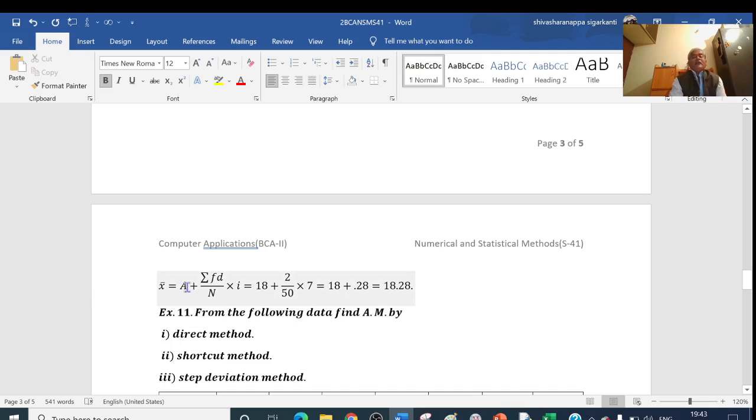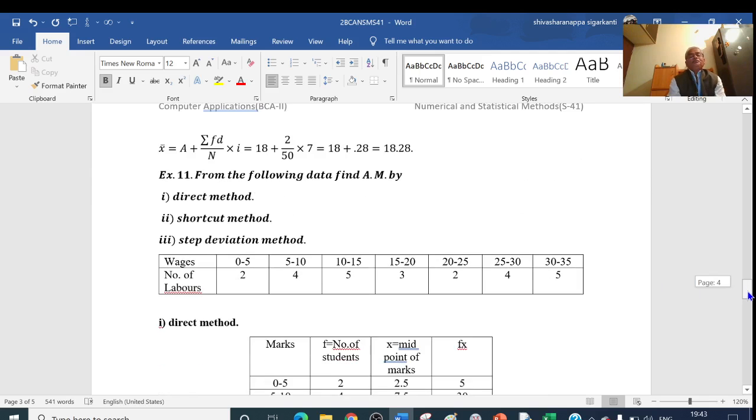Then the mean is given by A plus sigma FD divided by N into I. A equal to 18 plus sigma FD is 2. N value is 50 and I value, the width, is 7 we have taken. This is equal to 18 plus 14 divided by 50. 14 divided by 50 is 0.28. So this is equal to 18.28. This is by the step deviation method.